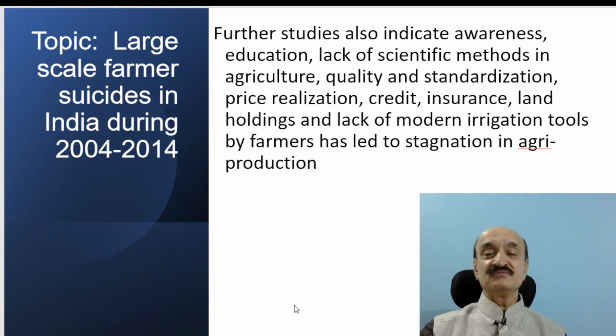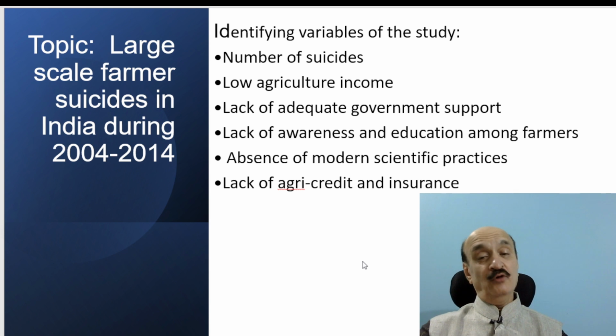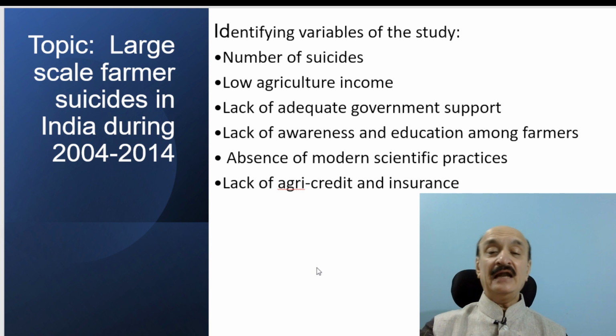quality and standardization, price realization, right up to lack of modern irrigation facilities by farmers has led to stagnation in production. So, all these that we have discussed right now basically are being identified as variables. So, number of suicides and low agricultural income become the dependent variable, and lack of adequate support of the government, lack of awareness and education, absence of modern scientific practices, and lack of agricultural and agri credit and insurance. So some of the variables I've selected from the last slide and I've identified them as the variables.